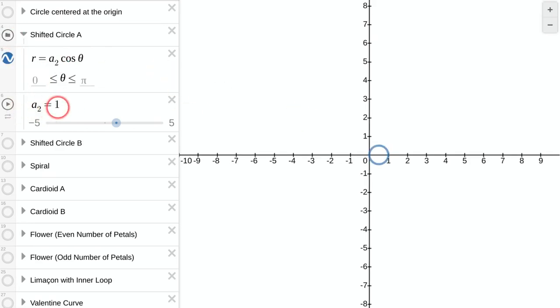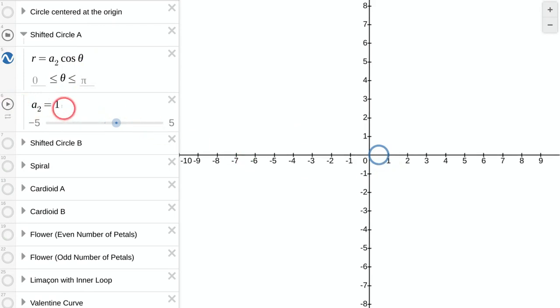Right now I'm setting this number, a sub 2, to be 1, and you can see why the circle is being put right here. It's because when you start with the angle 0, the lower bound for this function, and you plug 0 in here, cosine 0 is 1. So you are going to get this point, and then you start tracing the circle. And actually, you only need to go up to pi to trace the full circle.